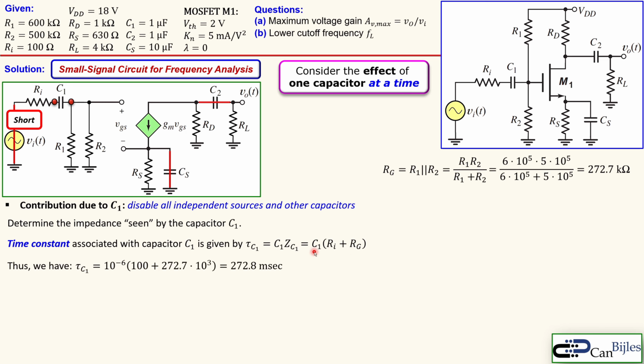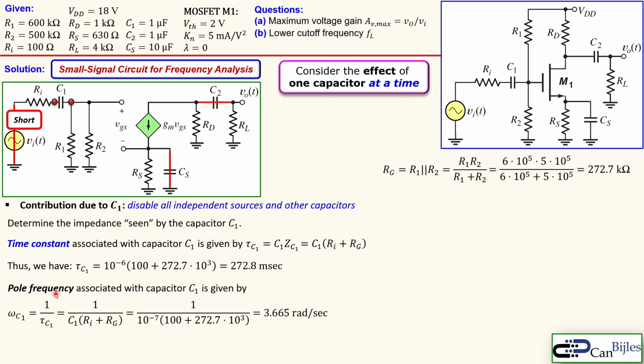So we have everything because the C1 was 1 microfarad, and this is 100 ohms, and this is 272.7 kilo ohms. So together we will end up with 272.8 milliseconds. So we're almost there for this contribution of C1. The pole frequency associated with this capacitor C1 is then 1 over this time constant, 1 over this tau, and that will result in 3.665 radians per second. So almost 3.7 radians, which is a small value, but that's the contribution only because of C1.